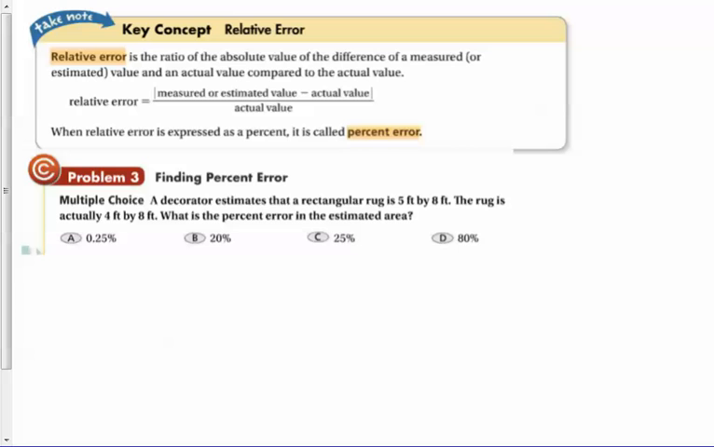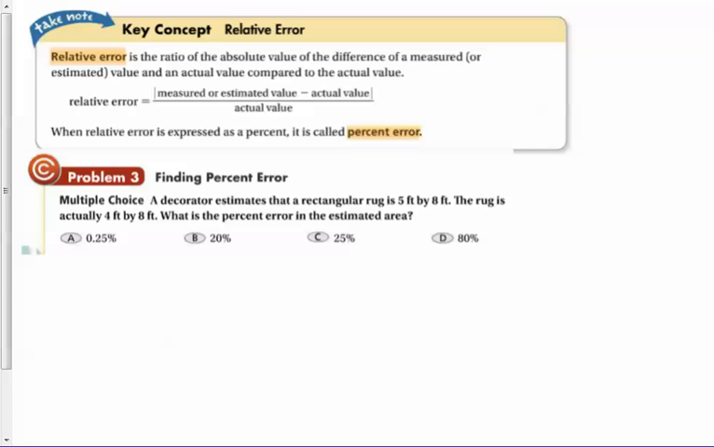So where does this come into play? You've probably heard your science teacher talking about relative error, and this is an example of where relative error comes into play. Basically, the relative error is the ratio of the absolute value of the difference of a measured or estimated value and an actual value, compared to the actual value. So you can see that the relative error, also known as percent error, is a lot like what we've already been doing. If we look at this, a decorator estimates that a rectangular rug is 5 feet by 8 feet. The rug is actually 4 feet by 8 feet. What is the percent error in the area estimated?